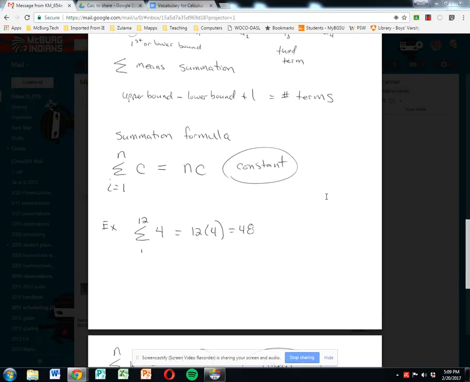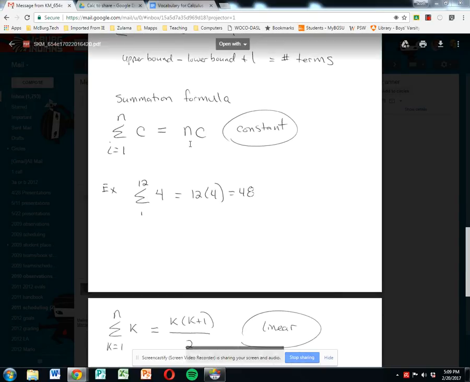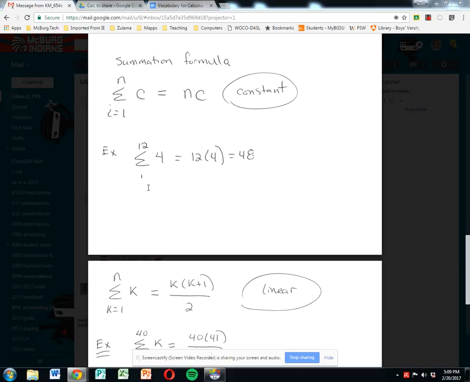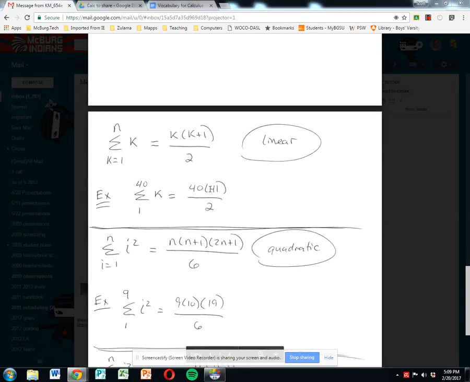There are several summation formulas that people throughout history have already worked out for us. First of all, a constant. If I have a summation i equals 1, lower bound, to n, upper bound, of some constant c, then the answer is n times c. A quick example would be the summation 1 to 12 of 4, which would be 12 times 4, or 48.